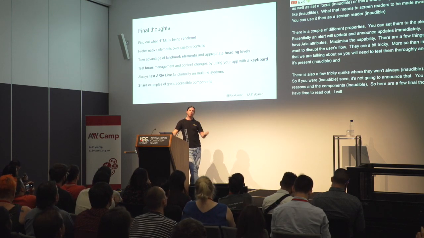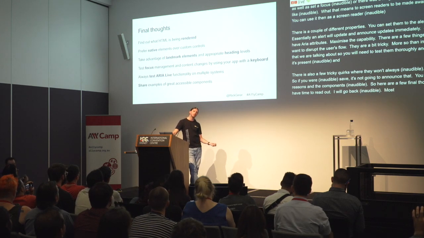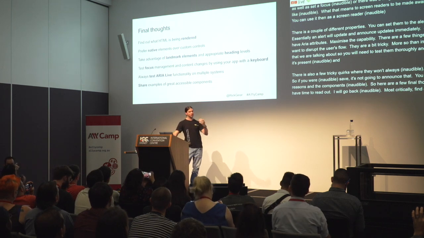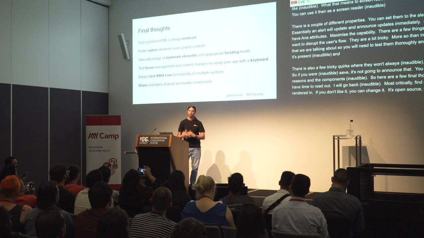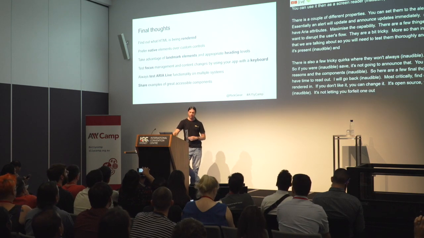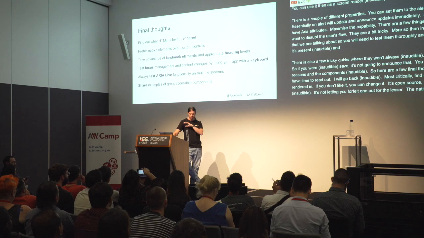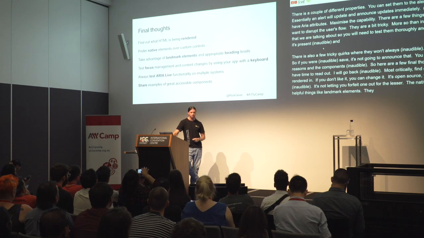Most critically, find out what HTML is being rendered in your components. If you don't like it, you have the option of finding a different component or changing it. If it's open source, you can change it and contribute back. If it's not, maybe you fork it and have to weigh up whether that's something that you're now going to own. Use native elements where you can. And remember the helpful things like landmark elements and heading levels, which work so nicely with the structure of single-page applications that are already chunked into different views and templates.